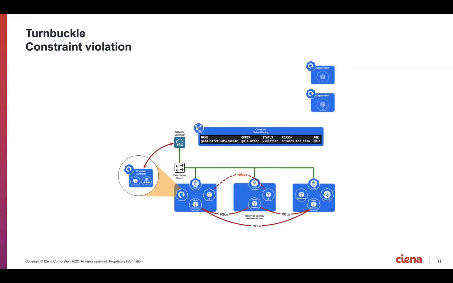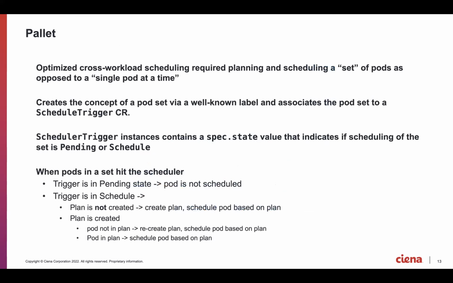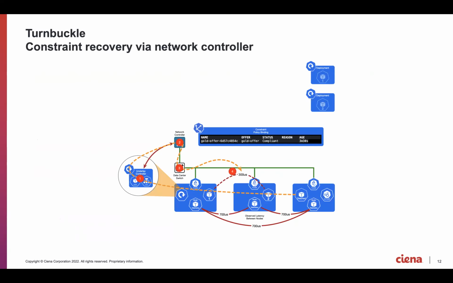This is an example of a kubectl get for a binding, and here you can see for this binding, the gold buffer is in violation of the status, and it's got a reason: it's too slow. We can then try to use the network controller to remediate that and get it back to a good state. And here you can see essentially it goes back and reprograms the network as an example.